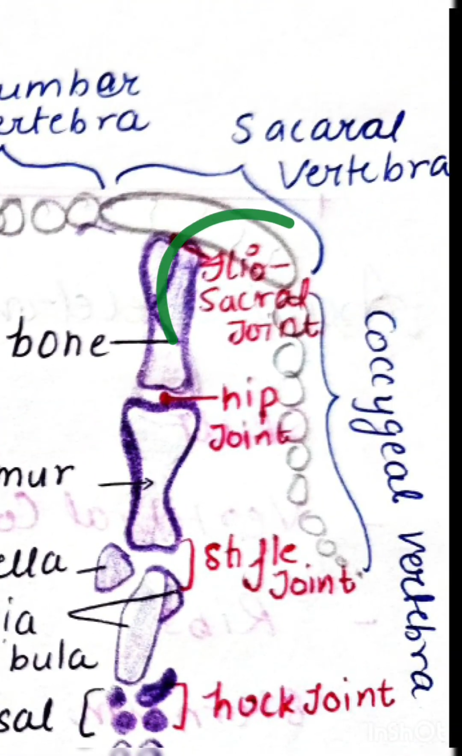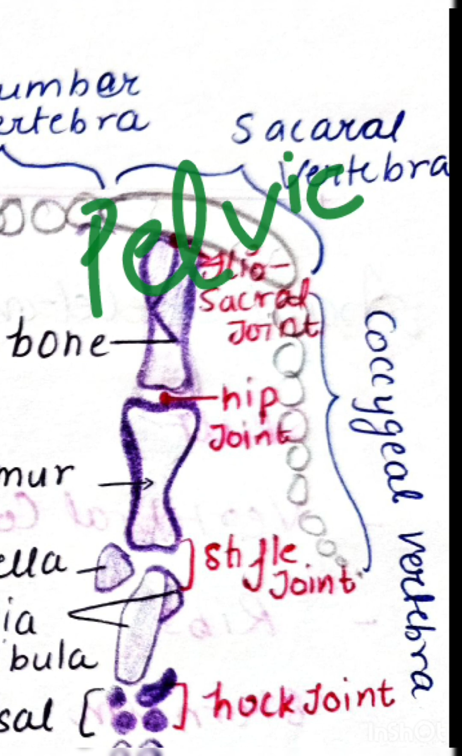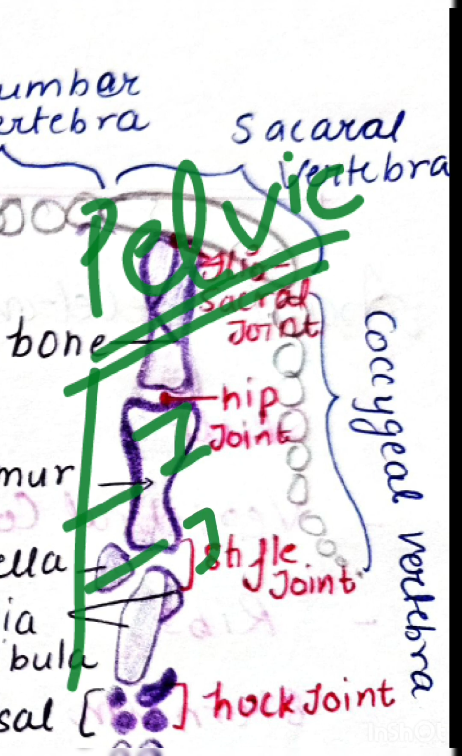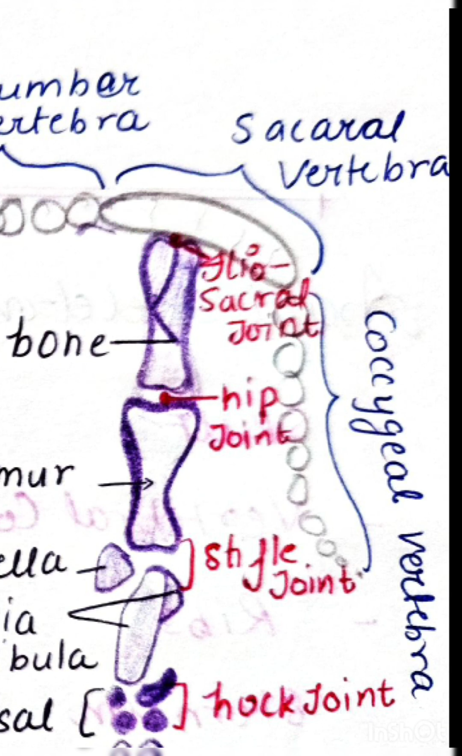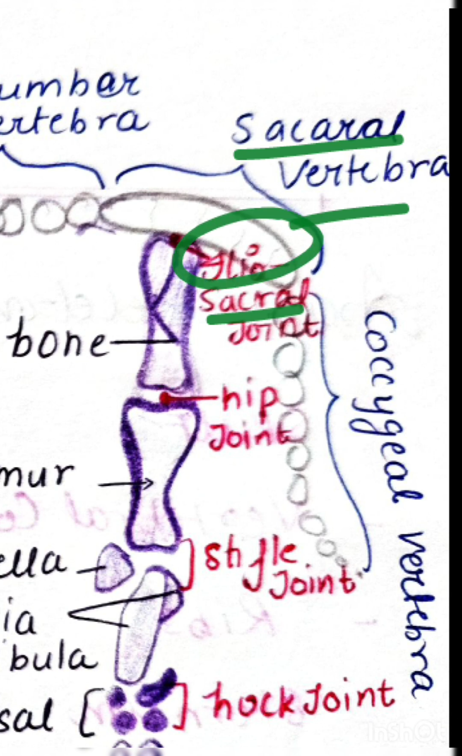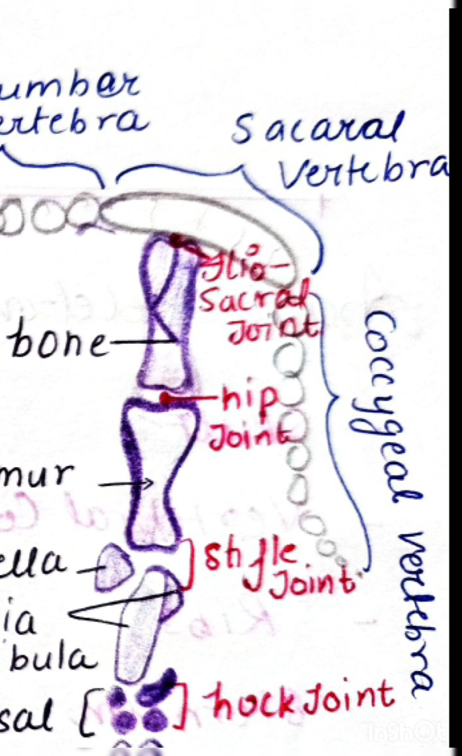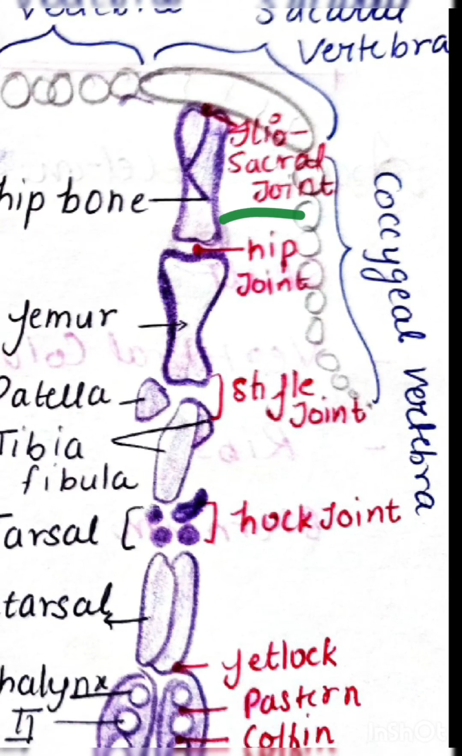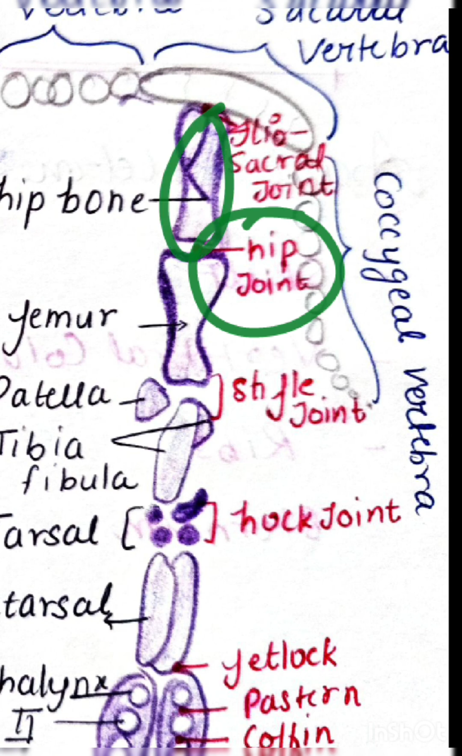First is the iliosacral joint. As we know, the pelvic girdle is made up of three bones: ilium, ischium and pubis. This joint is formed by the ilium and the sacral vertebra; ilio is used for the ilium, which is a bone of the pelvic girdle. The second joint is the hip joint, or pelvic girdle joint. It is formed by the hip bone and femur. Femur is the largest and longest bone of our body, as we know already.